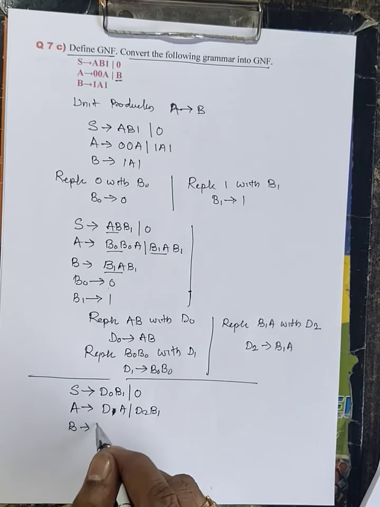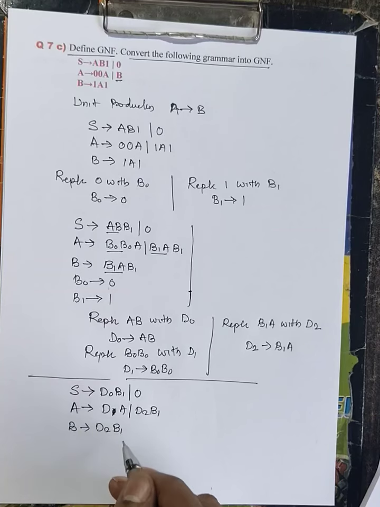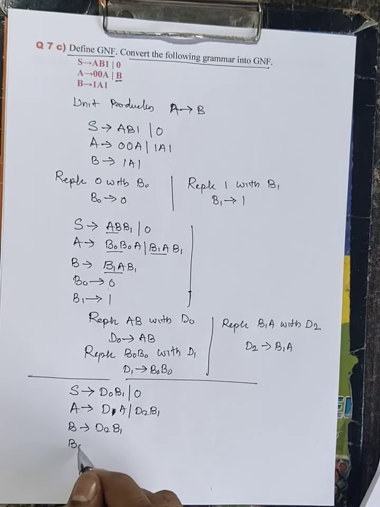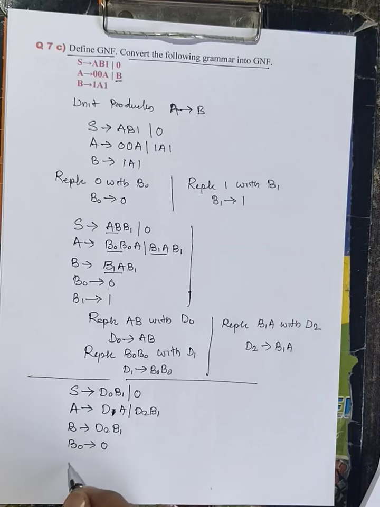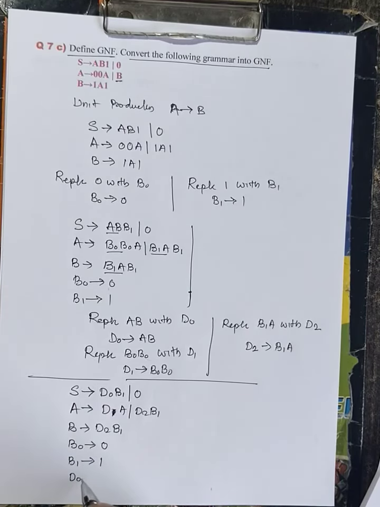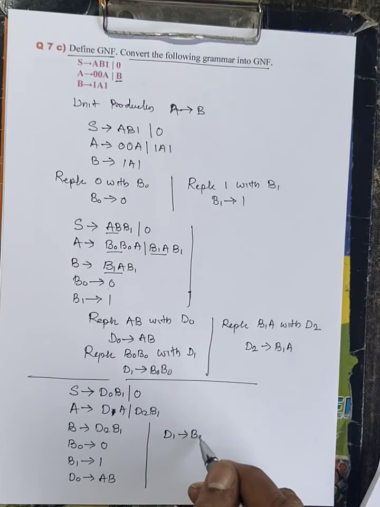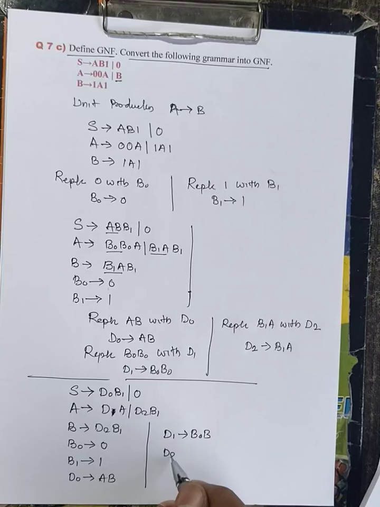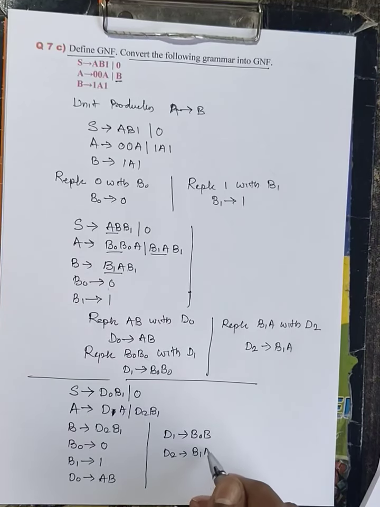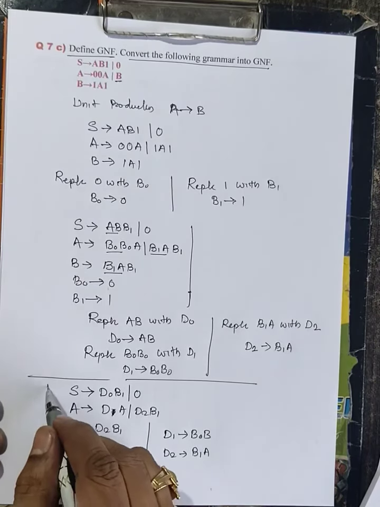B0 produces 0. B1 produces 1. D0 produces AB. D1 produces B0 B0. D2 produces B1 A. This is in CNF.